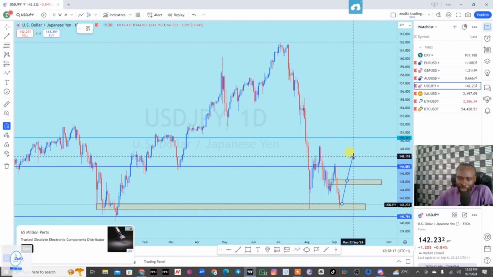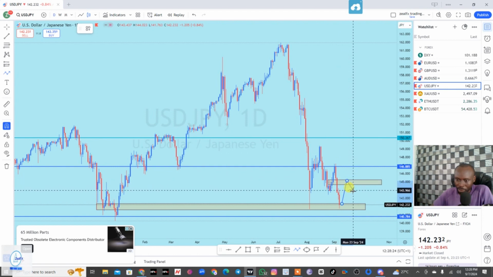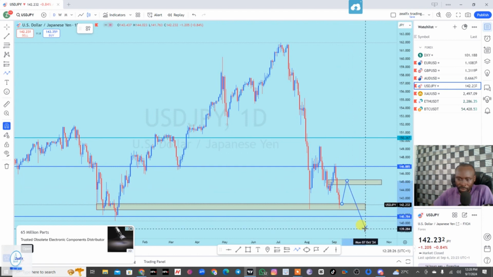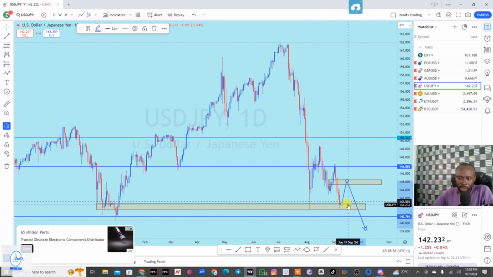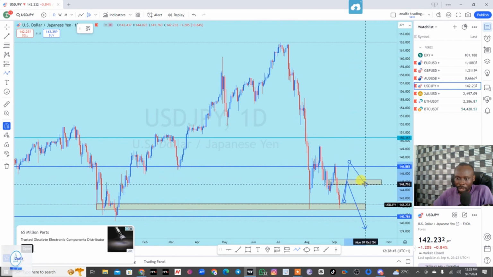But if price fails to break this area and gives us a sell setup, we're looking at a sell opportunity back to the downside, because USDJPY is telling us that it's currently on a downtrend. So we are expecting price to drop from this level. But our other scenario for buy is if we see price break above this high and retest, look out for a buy opportunity for USDJPY.